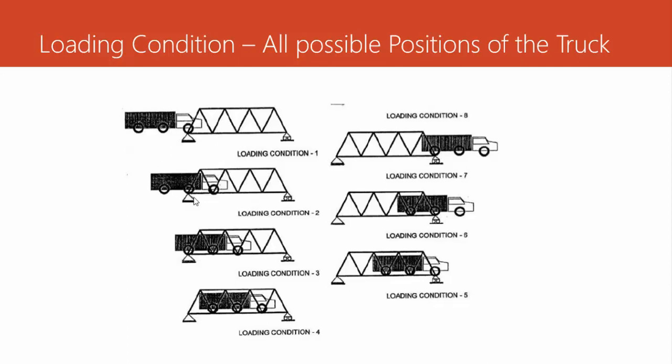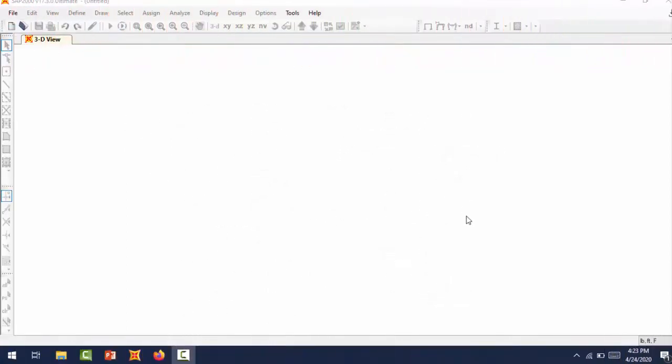Then we have the second condition, with the truck applying load through both the front and the middle wheel. Then we have three wheels. Then we have the whole truck in the middle of the bridge. Then as the truck moves forward, each case will have a different load applied to it, or a different scenario. So let's start modeling our bridge.